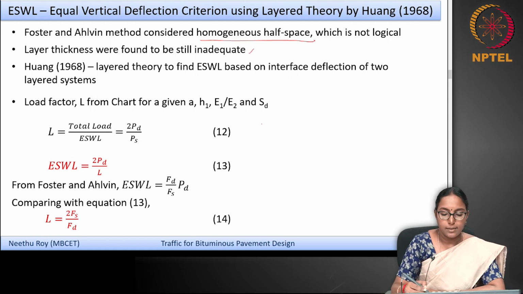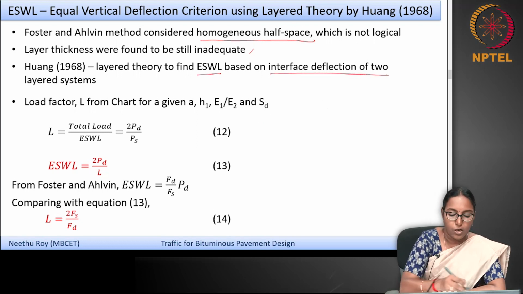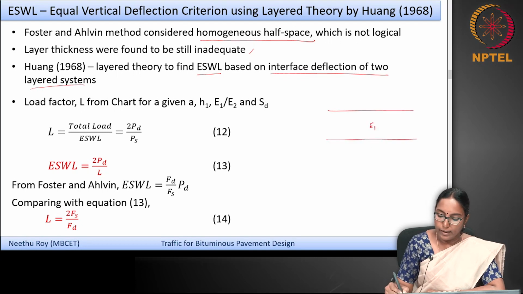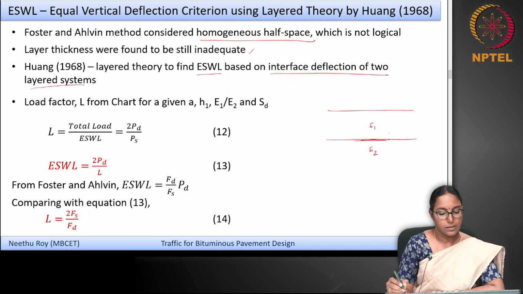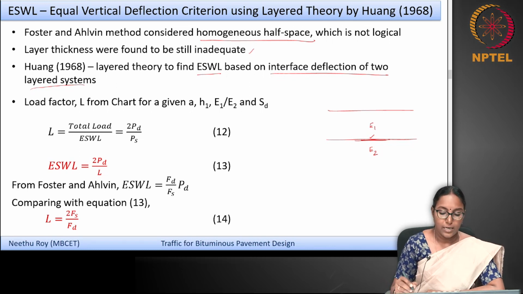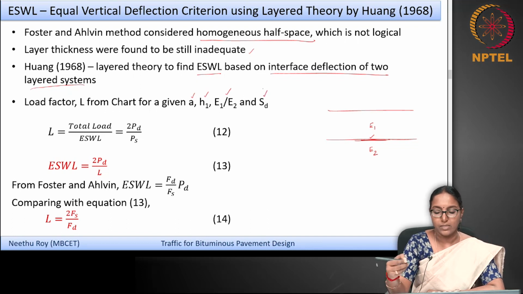So Huang has considered the layer theory to find the equivalent single wheel load based on the interface deflection of a 2-layer system. So you consider a 2-layer system with E1 as the top layer and E2 as the bottom layer, and the vertical deflection at the interface of these 2 layers is considered for finding the equivalent single wheel load. Now to get this, you can use a load factor, which is considered from a chart depending on various factors such as the contact radius, the thickness of the pavement, E1 by E2, the modular ratio, and the spacing between the dual wheels.